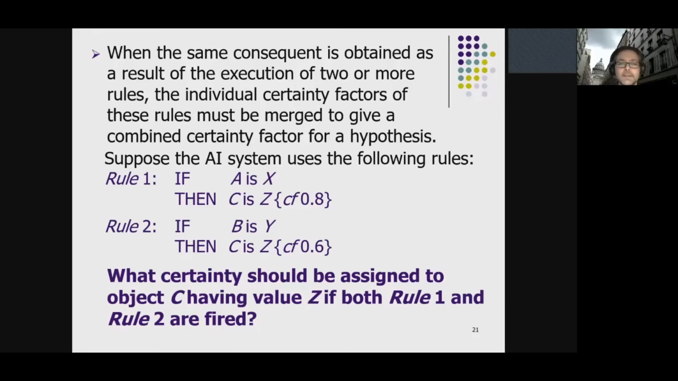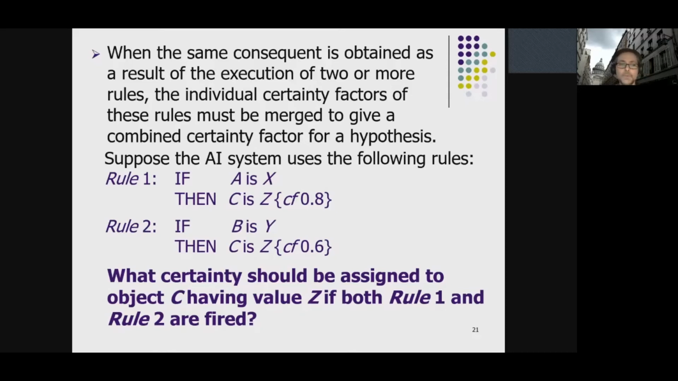Let's say that the AI system uses these two rules. Rule 1: if A is X, then C is Z with certainty 0.8. And then you have another rule which says if B is Y, completely different piece of evidence, then C, oops, it affects this rule again. It triggers the same kind of action, C. But it says that C is Z with a different degree of certainty, 0.6.